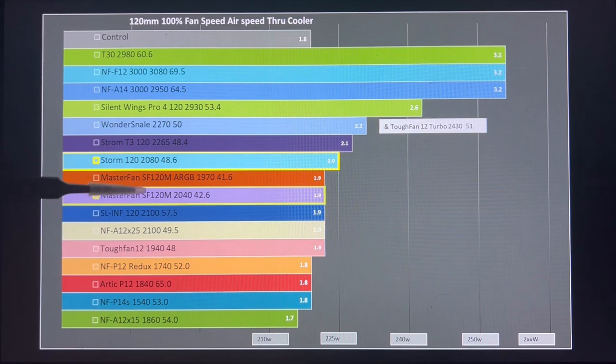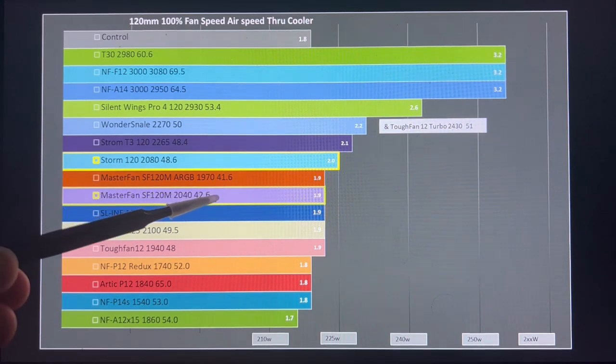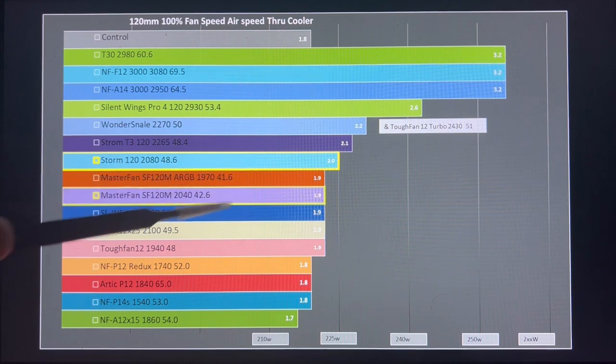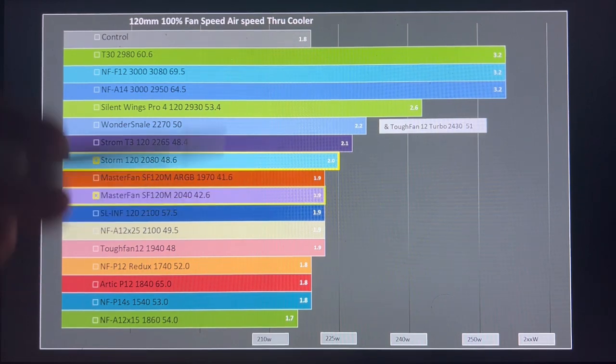As for the Masterfan SF120M, it's functionally equivalent to its RGB cousin, brother, whatever you want to call them, where they have effectively the same noise level at 42, 41.6, basically within 1 decibel, so it's within my margin of error, and 1.9 meters per second of air. That is a pretty good result.